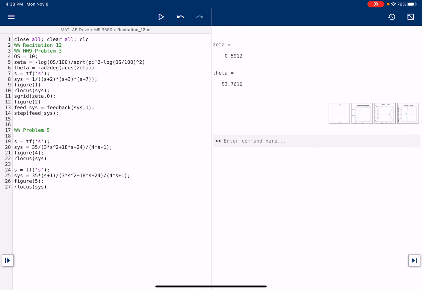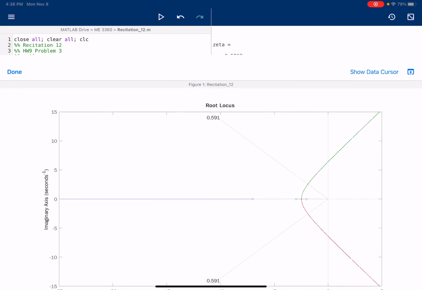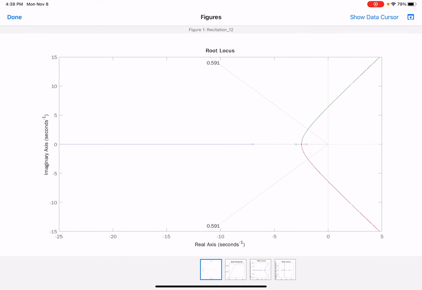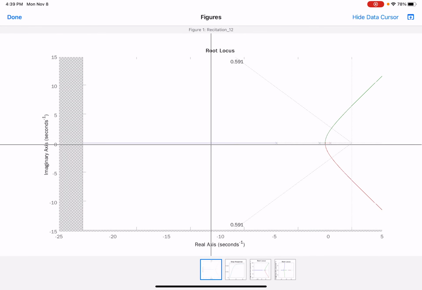So the initial input is just the overshoot, right? And so if you're looking at this plot, once again, what you can do is you can use your cursor.